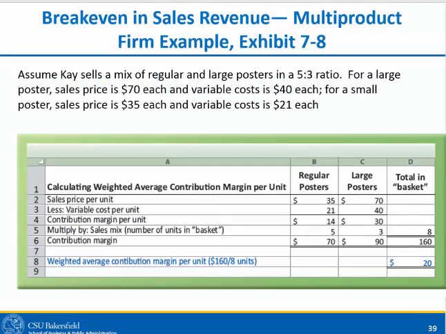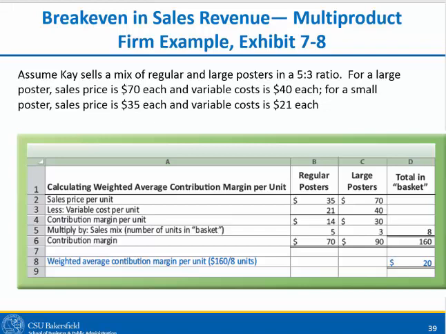So basically, let's assume that K sells a mix of regular and large posters in a 5-to-3 ratio. Okay, 5-to-3 ratio. So basically, let's assume that for every 5 regular posters K sells, K will also sell 3 large posters. So there's a 5-to-3 ratio.